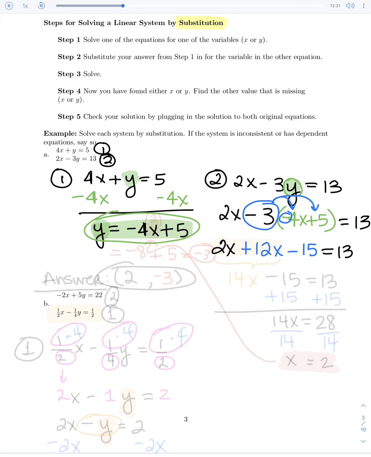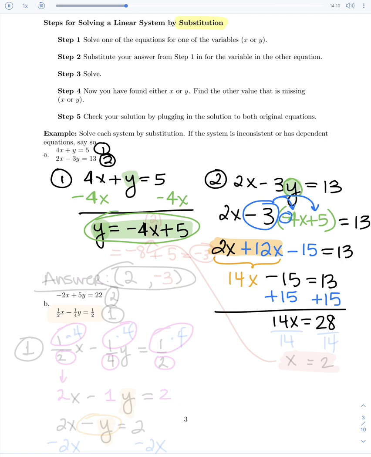So what do we do next? We've got a 2x plus a 12x equals, and that gives us 14x when we combine our like terms. And we can combine our like terms because they're on the same side of the equation. Then we've got a minus 15 equals 13. Now what? Well, now I need to get the x by itself. Continue solving the same way you would normally. So we'll add 15 to both sides. And that will give us that 14x equals 28.